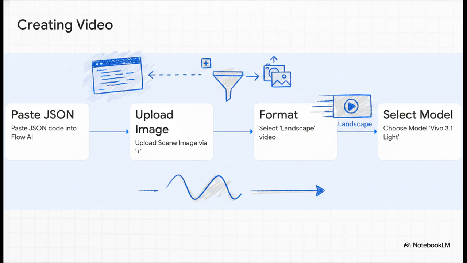Head back to Flow AI, paste that JSON code, use the plus sign to upload your perfect scene image, make sure it's set to landscape video, and choose the Veo 3.1 Lite model. The source material highly recommends that specific model for really fast, high-quality lip syncing. Hit enter, and your static image transforms into a breathing, talking, cinematic shot.